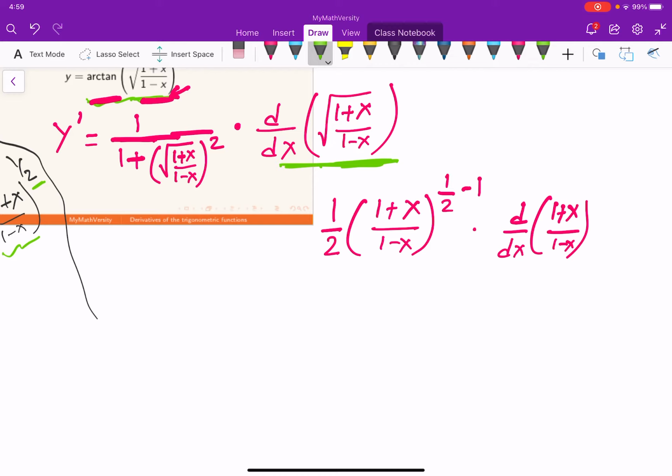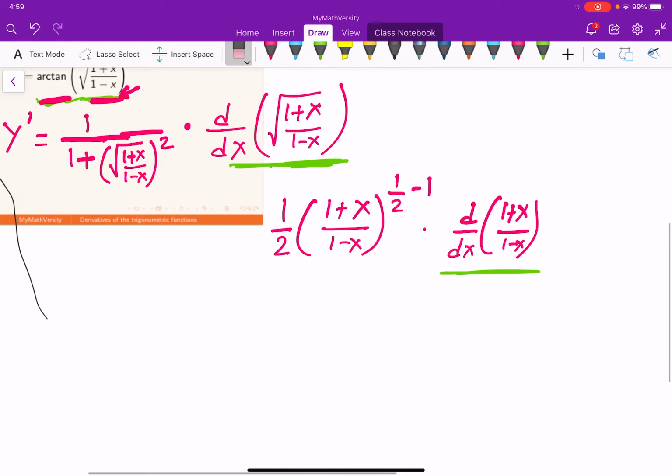So we will now only focus on finding the derivative of this, which can actually be done by using the quotient rule, right? And we can find the derivative of that. So let's apply the quotient rule there. When you apply the quotient rule, what do you get?